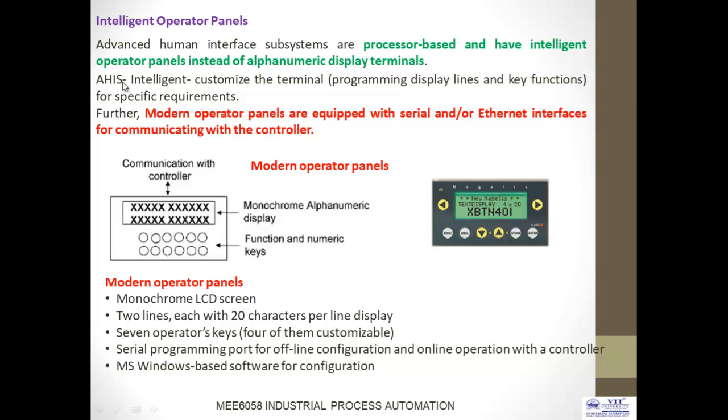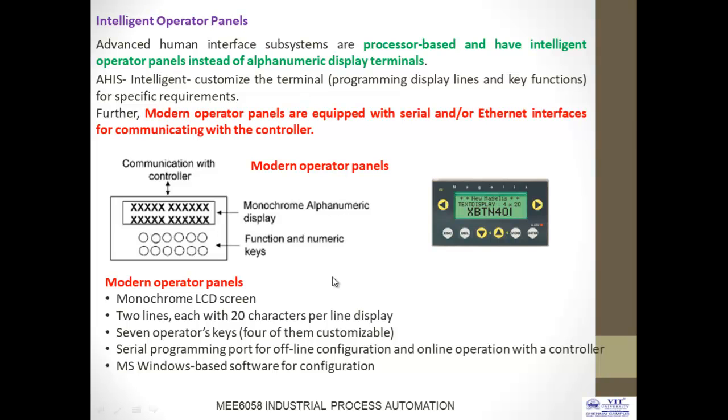Advanced network systems are intelligent, customize the terminal, program displays, and key functions for specific requirements. You can customize as per your needs, as per your programs. Okay, I'm having 5 processes, and in the 5 processes I'm having around 20 sub processes. Yes, we can customize. We can make a flow chart. We can make a human machine interface. Okay, you can make a process diagram.